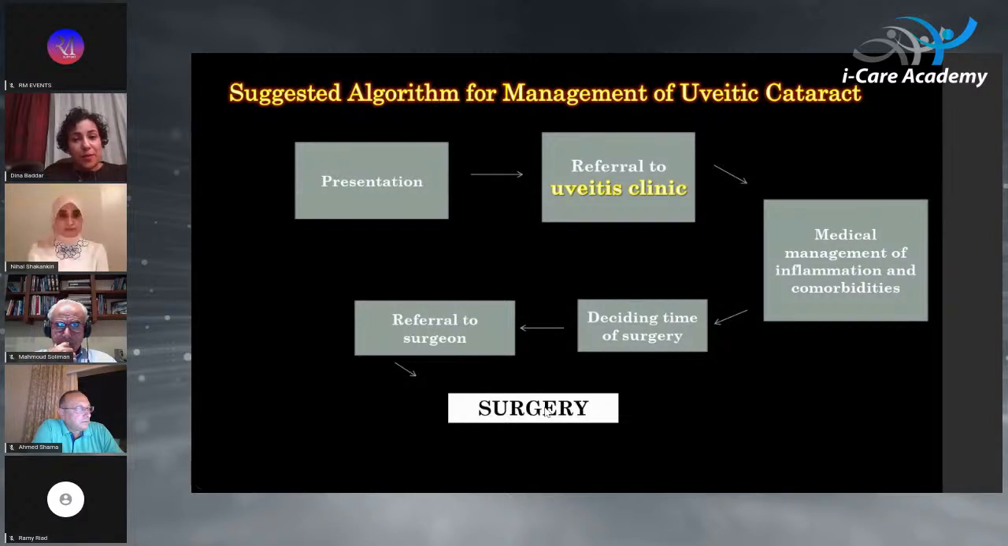Now, my first question to the panelists: how often do you go through this algorithm? Let's start with Dr. Nihal.